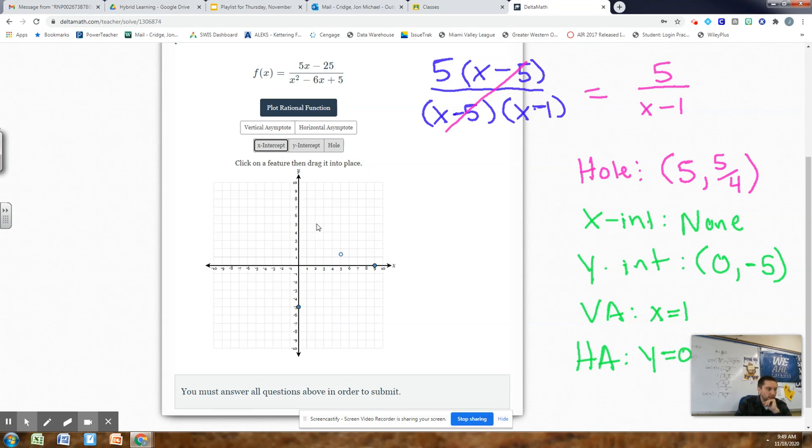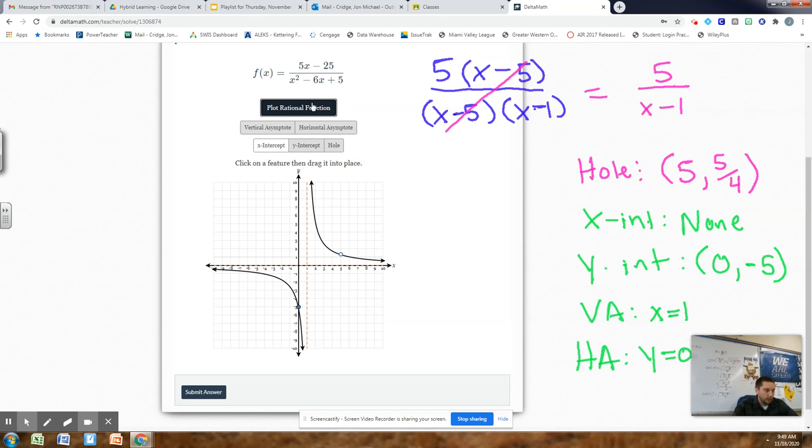X-intercept, we said there's none. Oops, I clicked on it, so make sure that there's no x-intercept. You leave that unclicked so there's no point there. Y-intercept, we already did that. Vertical asymptote, when you click on that, it's going to pop up, and then you're going to click and drag it over to 1. Horizontal asymptote, we said was at 0, and so we click and drag that to 0. And then if you did everything right, you're going to click plot rational function, and it's going to draw the curve for you.